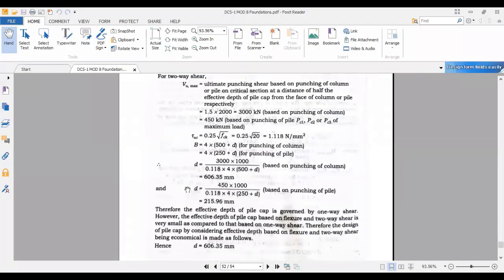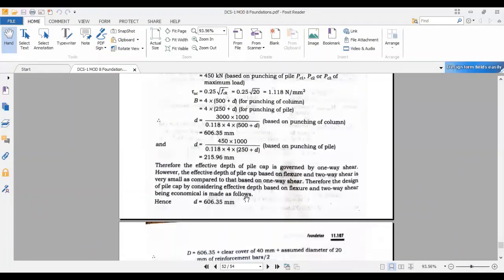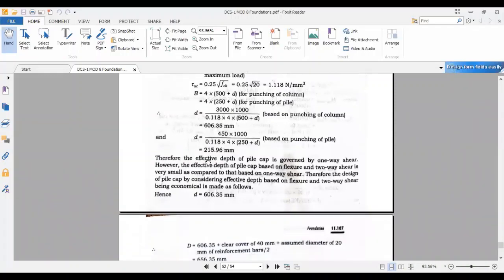And also the value of D based on punching of pile is given by 450 into 1000 upon 0.118 into 4 into 250 plus D. And the value comes out to be 215.96 mm. Therefore, the effective depth of pile is governed by one-way shear. However, the effective depth of pile based on flexure and two-way shear is very small as compared to that based on one-way shear. Therefore, the design of pile cap by considering effective depth based on flexure and two-way shear, being economical, is made as follows.